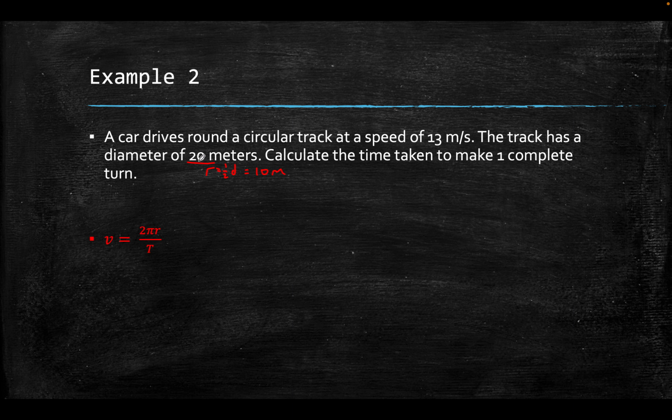I have my v is 2 pi r over t. I can put my numbers in. 2 pi 10 divided by t. And you can do shift calc, or you can rearrange the formula. You can swap these two around, and you will get t equals 2 pi r over 13, and your final answer will become 4.83 seconds.